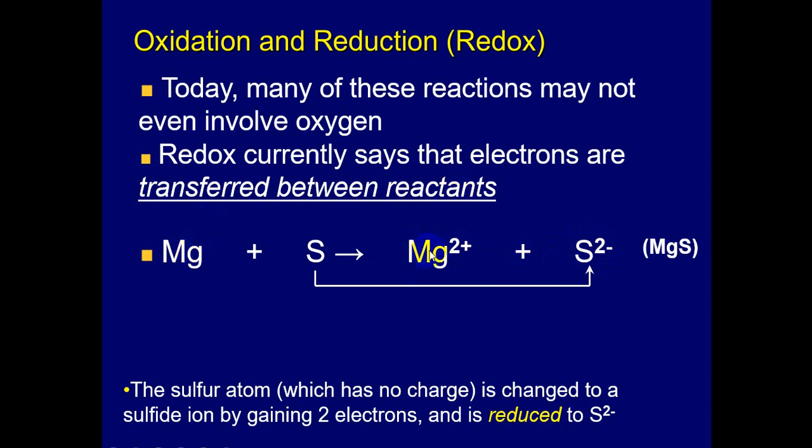So now, which agent caused sulfur to lose its 2 electrons in the outermost shell? It's magnesium. So magnesium 2 plus becomes an oxidizing agent, because it causes sulfur to be oxidized by releasing its 2 electrons.